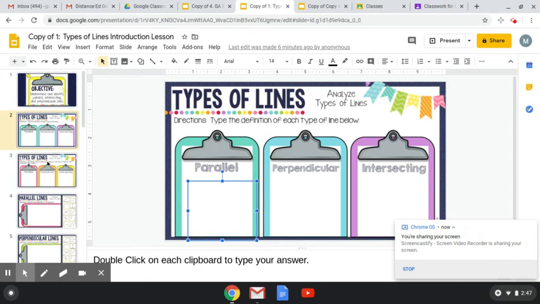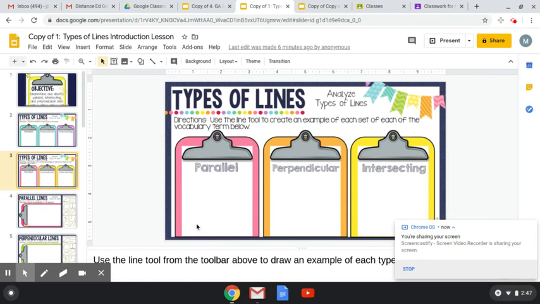We're then going to practice drawing a picture of each of these. What you will do is go up here to the line bar, you will click on it, and then you will put it down on your paper, and you will have a line. You'll have to go back up, click on it, and then put your line the best that you can to make sure that they're parallel. Parallel means that they are the same distance apart.